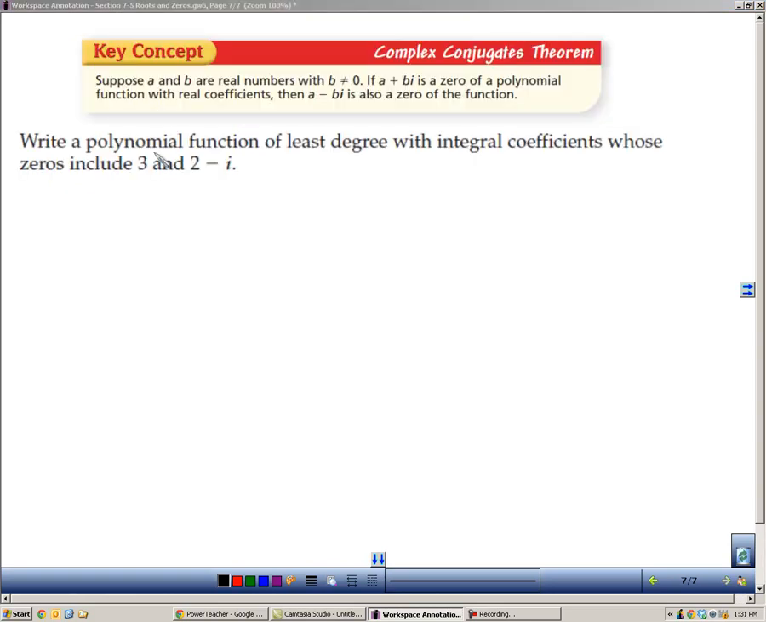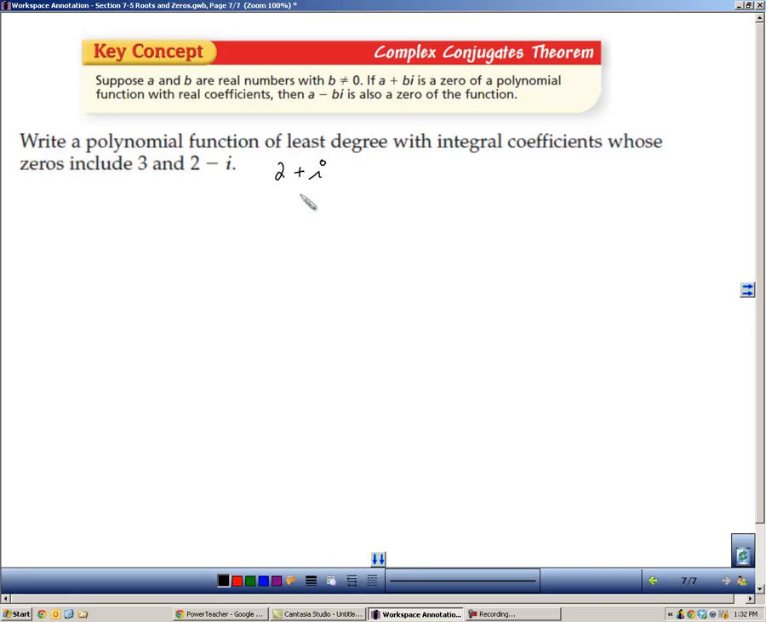In this example, we're asked to write a polynomial function if we're given the zeros. So here we're given 3 and 2 minus i as zeros. Now for this example, we're going to need something called the complex conjugate theorem, which says that if you have a complex zero with an addition sign, then the one that has the subtraction sign is also a zero, and it works vice versa. So if we have zeros 3 and 2 minus i, because of the complex conjugate theorem, we also have to include the zero 2 plus i. So really there are 3 zeros in this problem, and we're going to have to write what the least degree polynomial looks like. Well, here's how to do it.